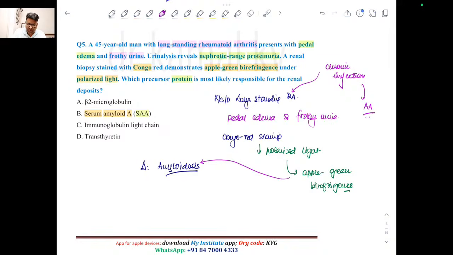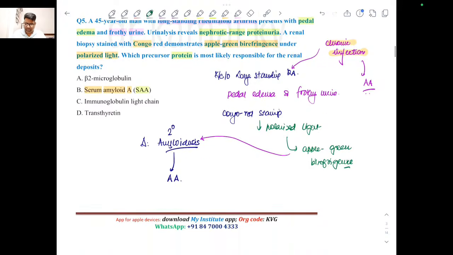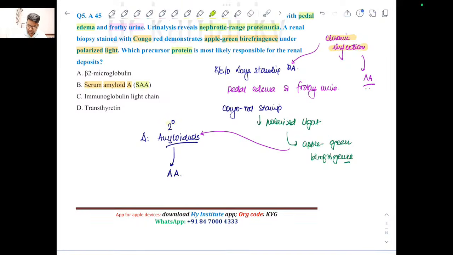Clear? So this is a chronic inflammatory condition, chronic infection. It will always give rise to secondary amyloidosis. So this is a case of secondary amyloidosis, and in secondary amyloidosis remember AA. Okay. So apart from rheumatoid arthritis, sometimes there can be mention of chronic osteomyelitis or bronchiectasis. So all chronic infective or inflammatory conditions. So that's secondary amyloidosis. Yes, multiple myeloma is primary.